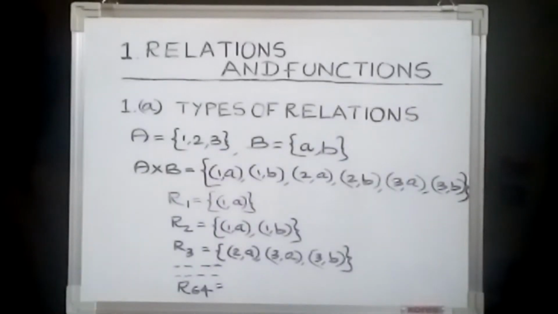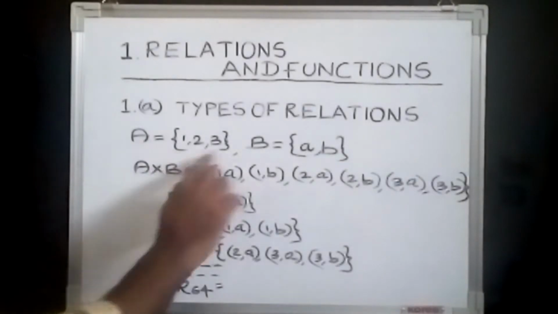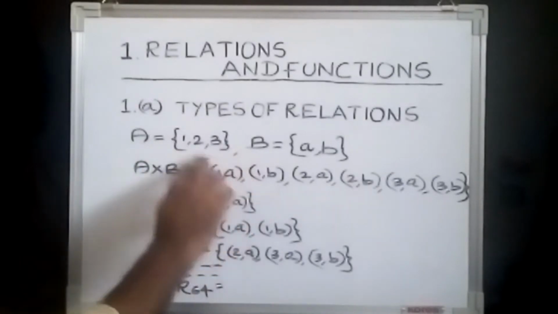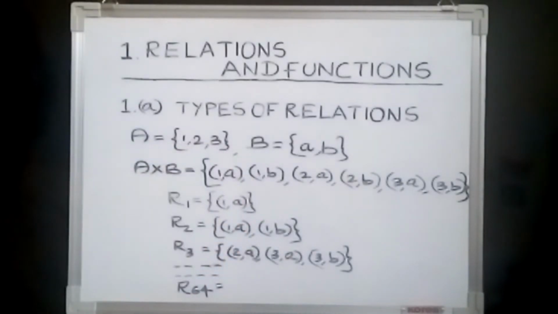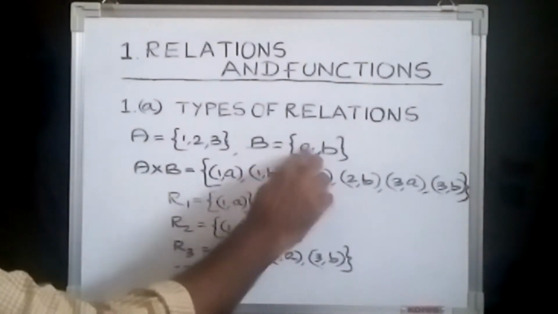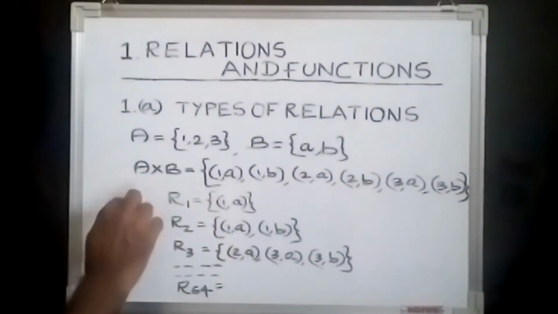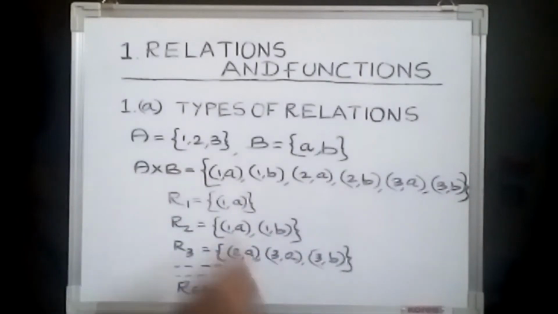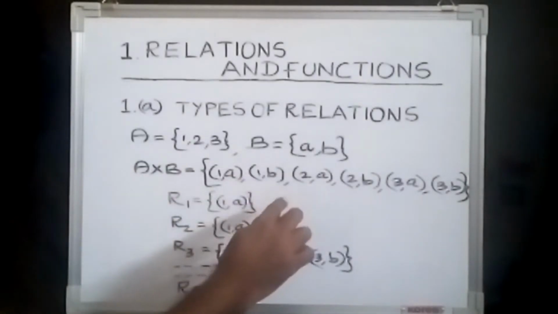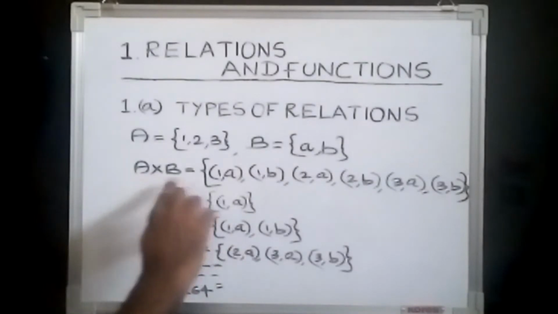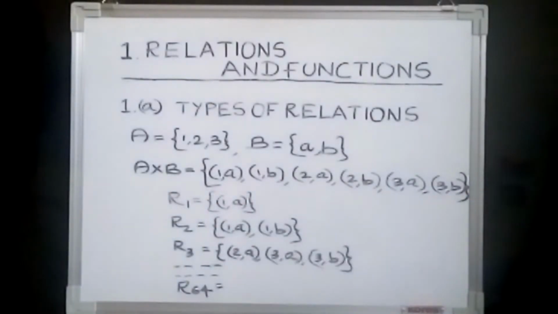Let us take an example. Let A equal to set {1, 2, 3}. A contains 3 elements: 1, 2 and 3. And let B equal to set {a, b}. B contains 2 elements, a and b. Let us write A cross B. A cross B equal to the set of ordered pairs {(1,a), (1,b), (2,a), (2,b), (3,a), (3,b)}. And the set A cross B contains 6 elements.